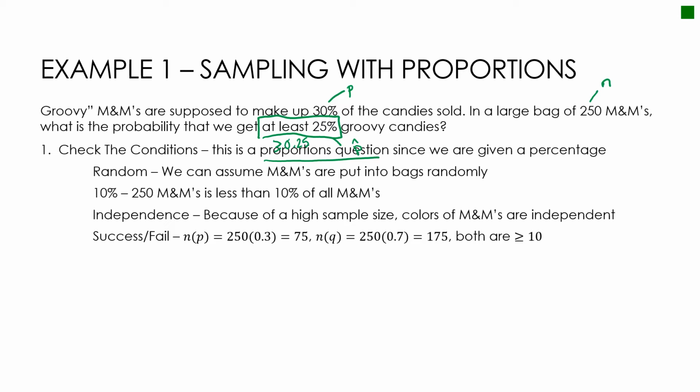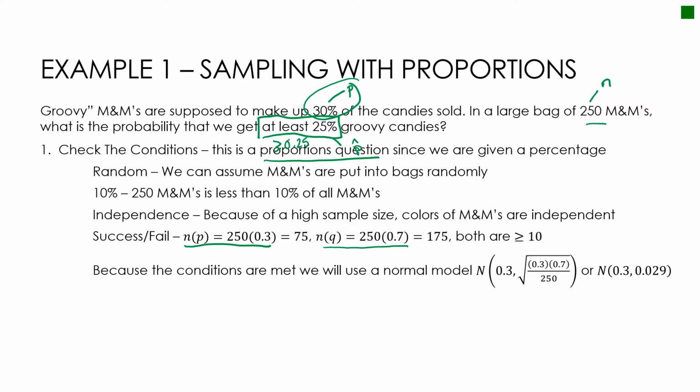Independence, because of the high sample size, colors of M&Ms are independent. A lot of people struggle with that independence. In this case, because N is so large, because there are so many M&Ms, when I pull out one M&M, the probability is going to change so little that it's basically independent enough. And then success/fail, N times P is 250 times 0.3, which is 75, and Q also greater than 10, and so the success/fail condition is met.